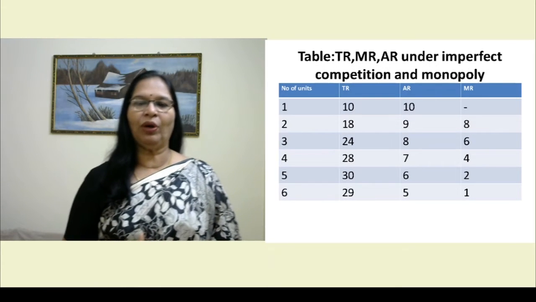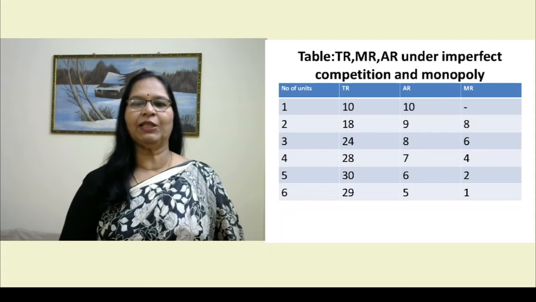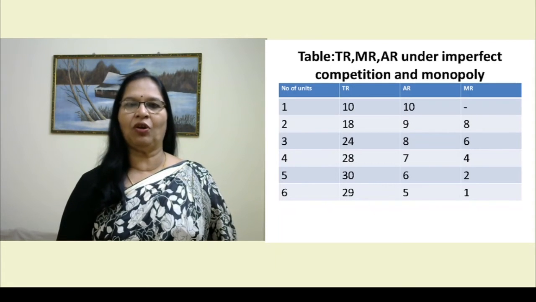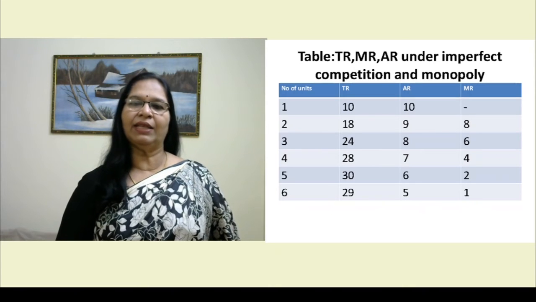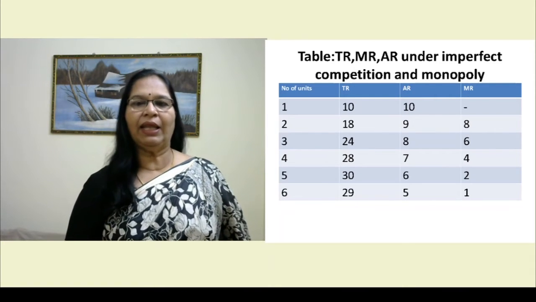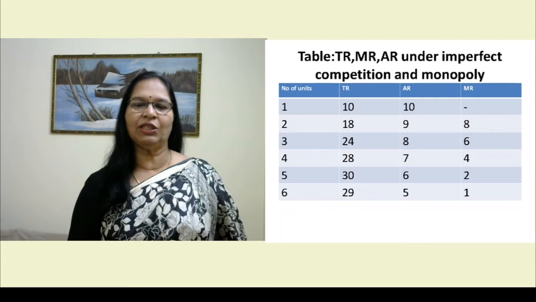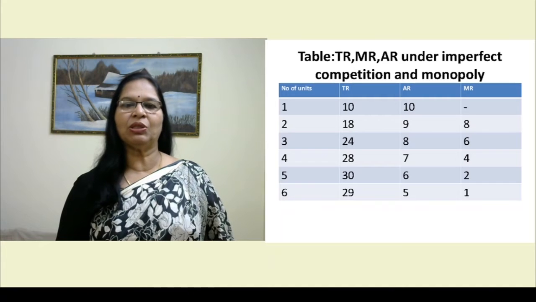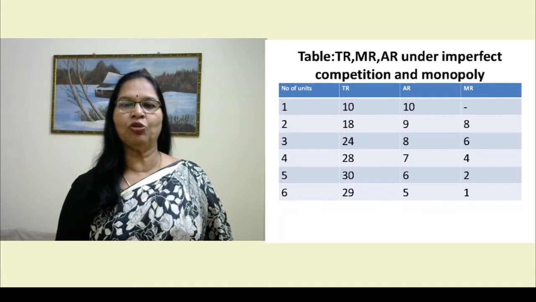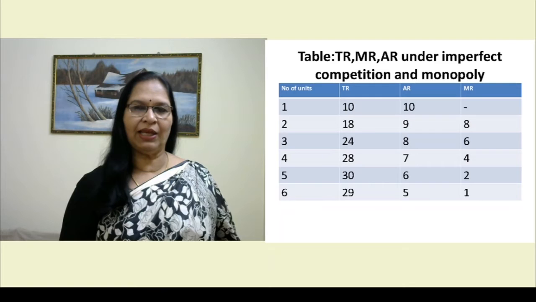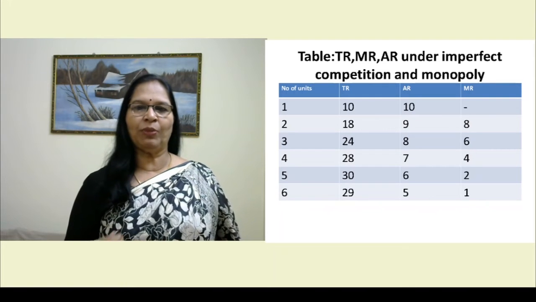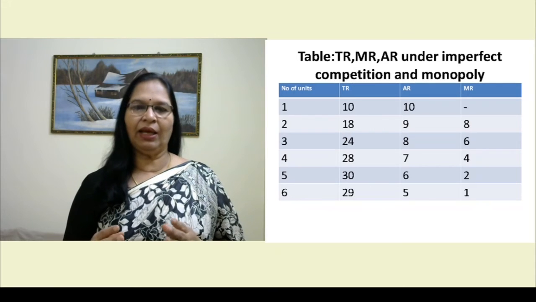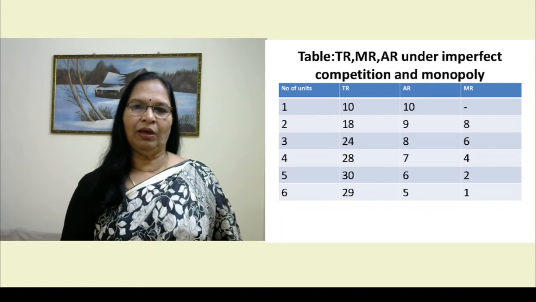Now, since we have already done what is AR and MR curve, we can explain it here itself. The average revenue curve of the firm is constantly falling: 10, 9, 8, 7, 6, 5. What does it mean? That the firm is able to sell its unit at a lower price each time. So more units can be sold at lower price. When the price is rupees 5, the firm was able to sell 6 units. When the price was rupees 10, the firm was able to sell only 1 unit. So that is why the AR curve is a downward sloping curve.